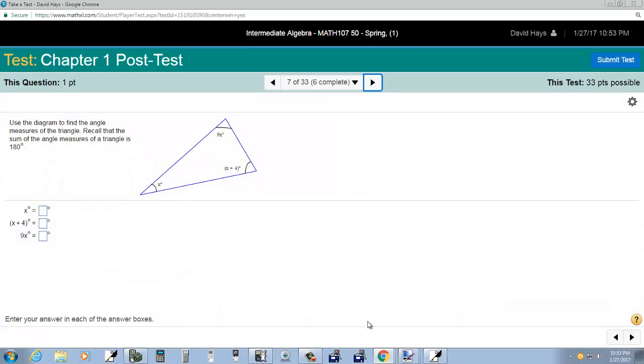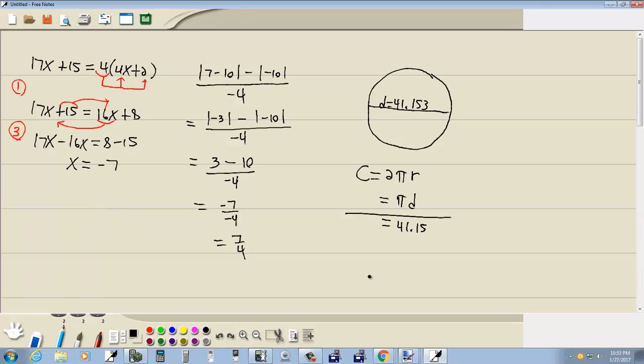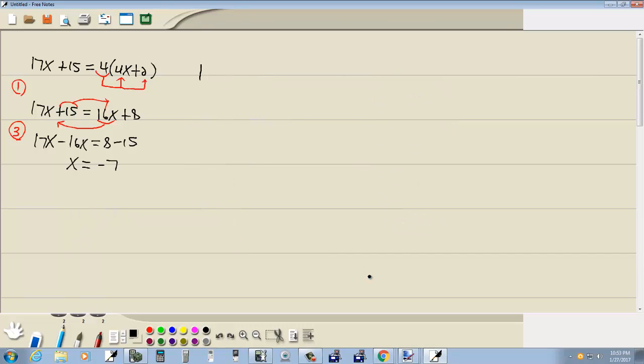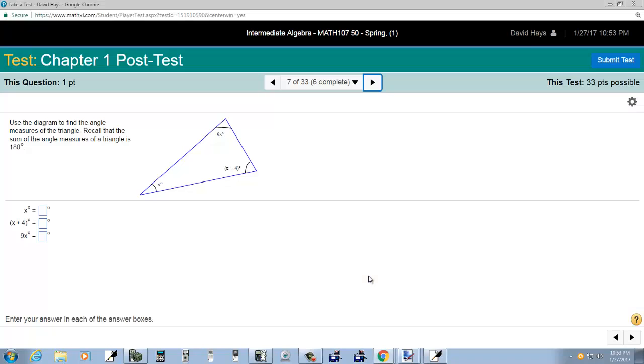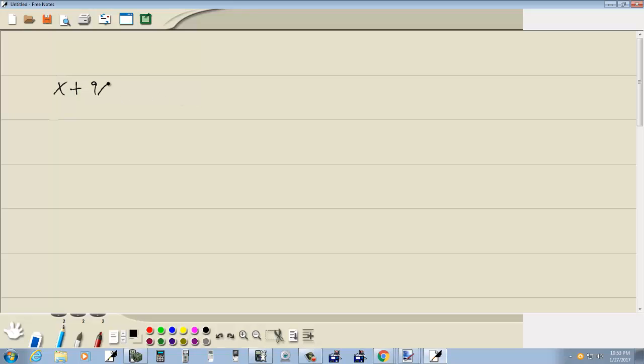One problem. What's this one? Okay, use the diagram. Let me clear up my tablet here. Use the diagram to find the angle measures. Recall that the sum of the angles is 180. Okay, so these three sides all add up to 180. So we got x plus 9x plus x plus 4 is going to equal 180. Combine like terms. x plus 9x plus x gives us 11x plus 4 equals 180.